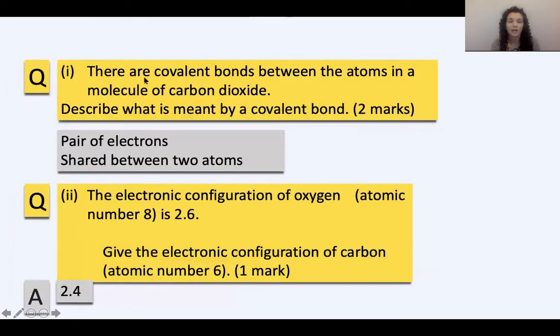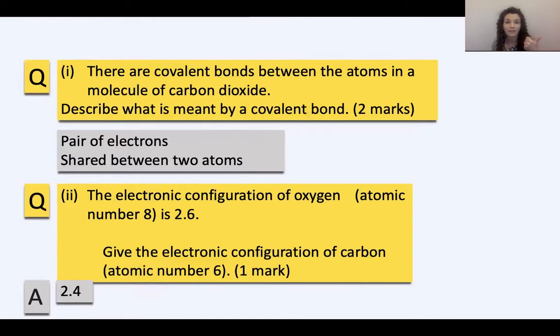Okay, so here are a couple of questions for you. And I will help you this time by talking you through how you would answer them. There are covalent bonds between the atoms in a molecule of carbon dioxide. Describe what is meant by a covalent bond. Okay? Because this is worth 2 marks, I've written 2 points.